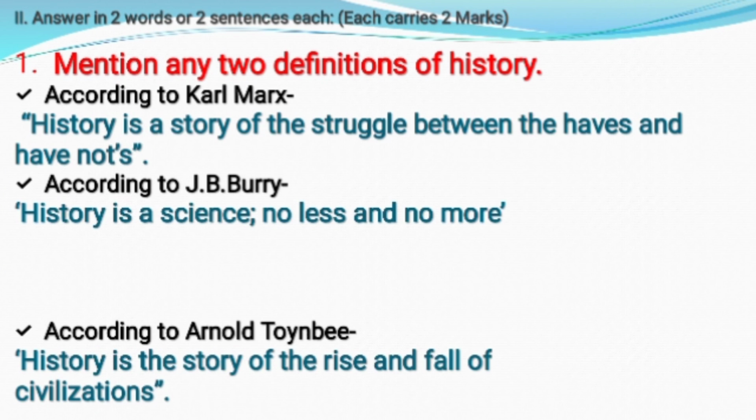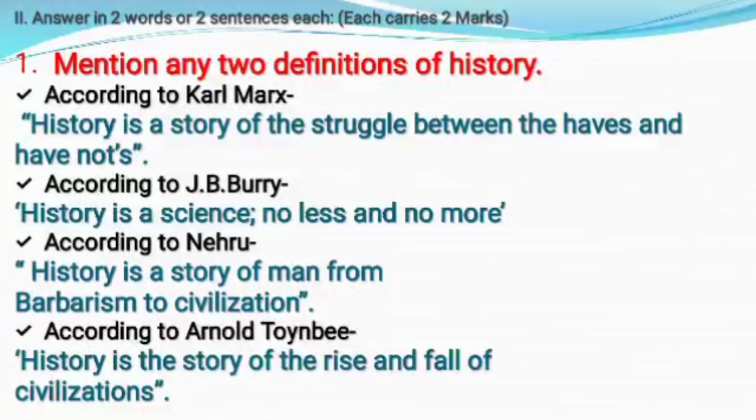Then, according to J.B. Bury, history is a science, no less and no more. Third, according to Jawaharlal Nehru, history is a story of man from barbarism to civilization. Fourth, according to Arnold Toynbee, history is the story of the rise and fall of civilizations.